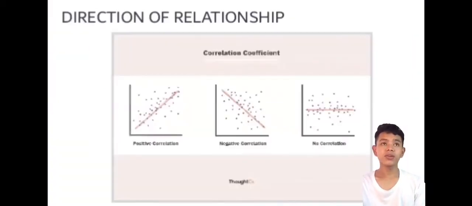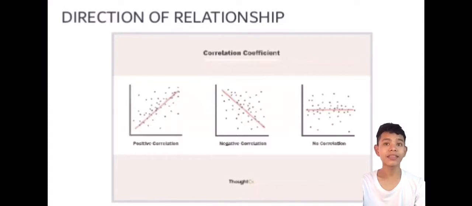So as you can see in your screen, there are directions of relationship. We have the correlation coefficient, we have the positive correlation, negative correlation, and no correlation. So tingnan natin sa scatter plot, no? So, di ba ang red line ay pataas siya? Kasi sa positive correlation, kapag tataas ang x ay tumataas din ang y.